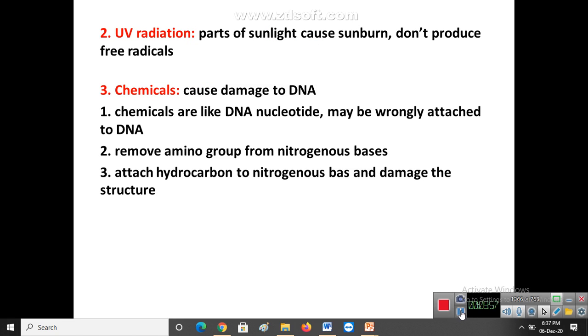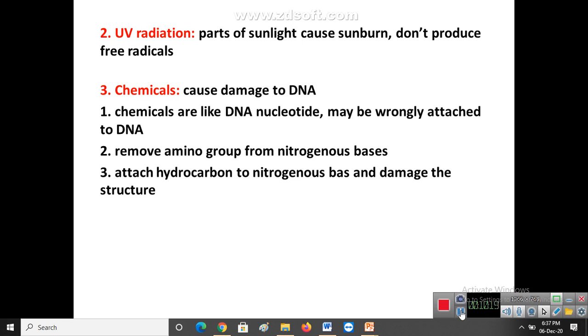Second type of the mutagen, ultraviolet radiation. These are the parts of sunlight that cause sunburn. These rays contain less energy as compared to the X-rays, so therefore they do not produce free radicals.